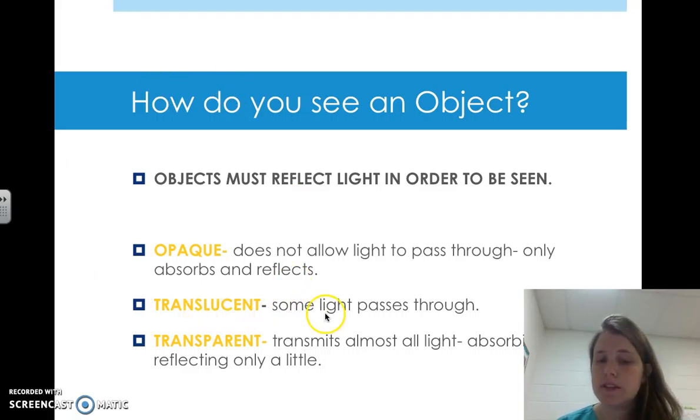Something that's translucent by comparison allows some light to pass through it, and that would be something like wax paper, if you've ever seen it. Okay, wax paper kind of is cloudy. You can see light when it comes through. Some light is able to pass through, but you can't see all the way through it.